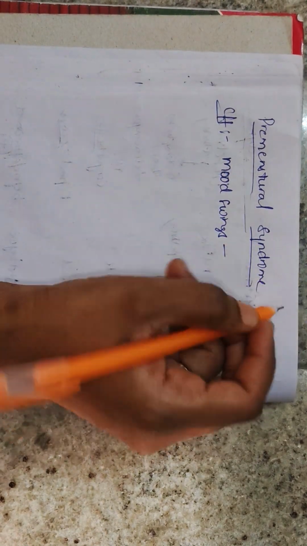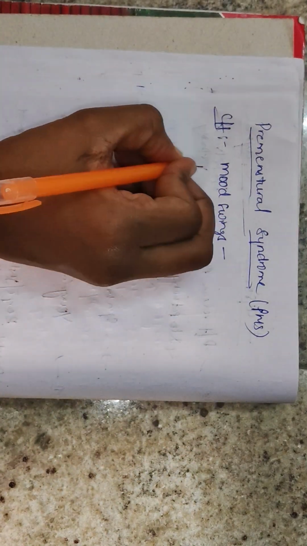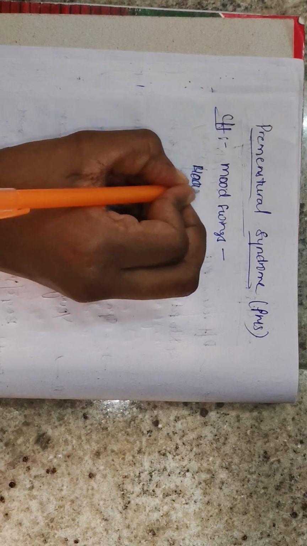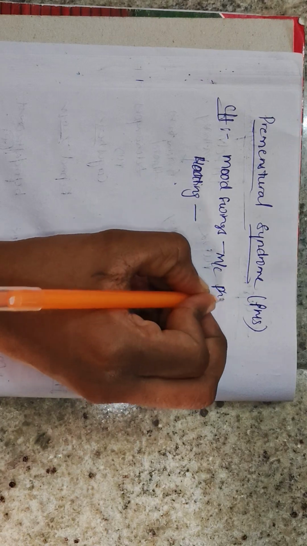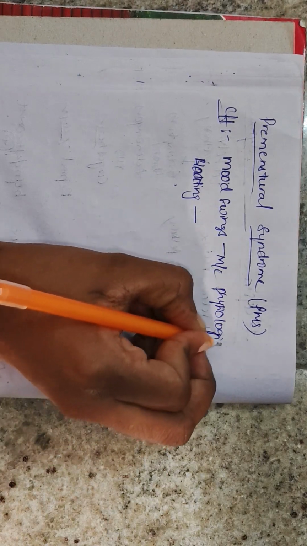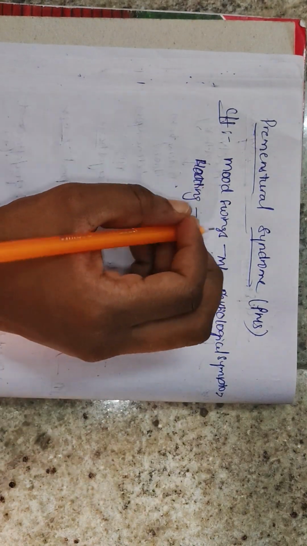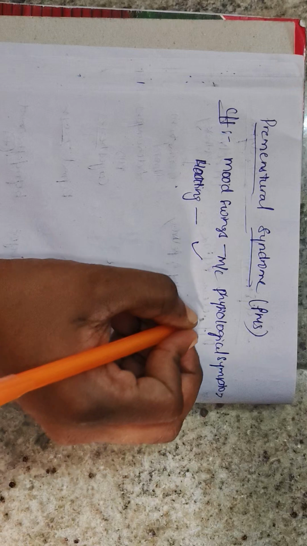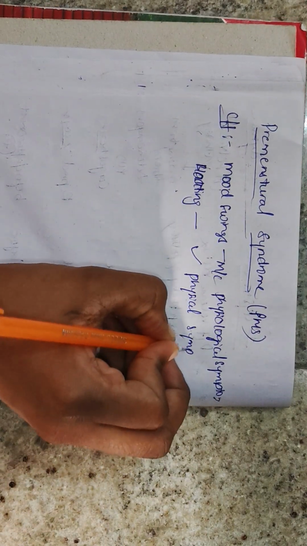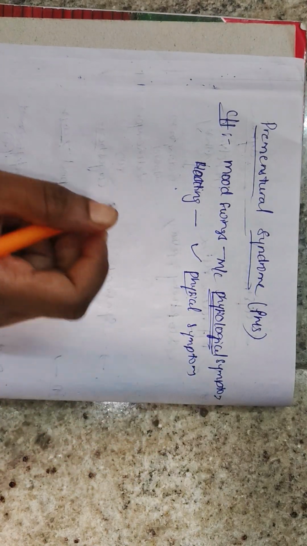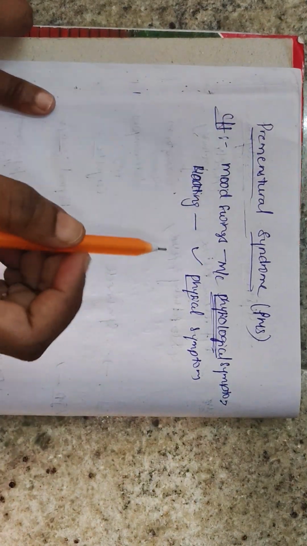So premenstrual syndrome, also called PMS. What are the clinical features? Mood swings and bloating will be present in premenstrual syndrome. Mood swings are the most common psychological symptom, and bloating is the most common physical symptom. So mood swings are the psychological symptoms and bloating is the physical symptom. These are the clinical features present in premenstrual syndrome.